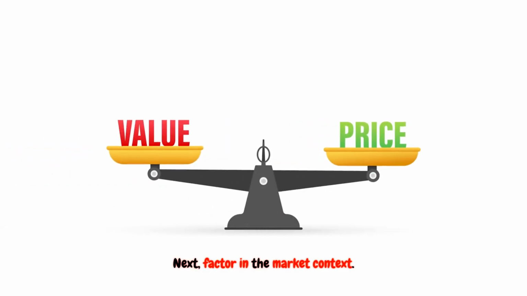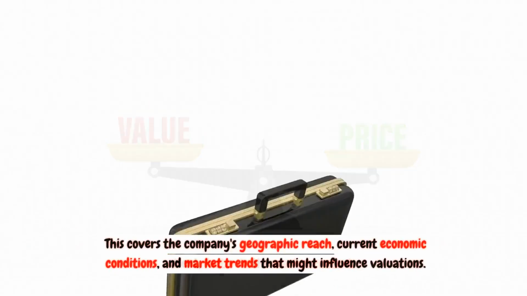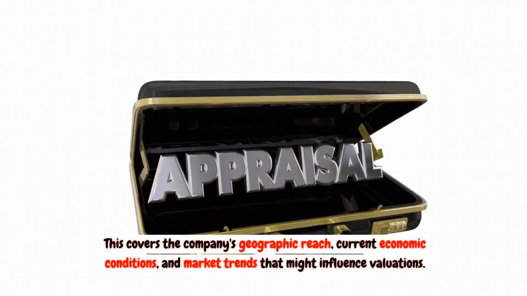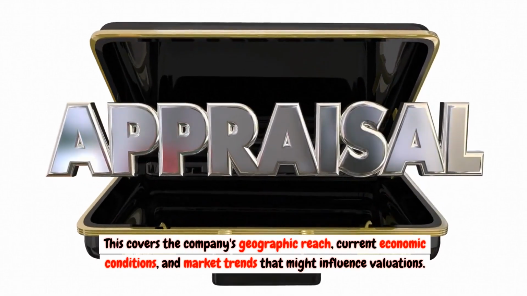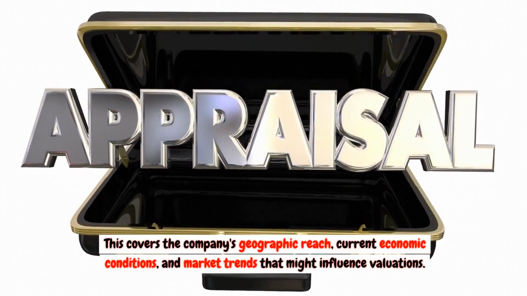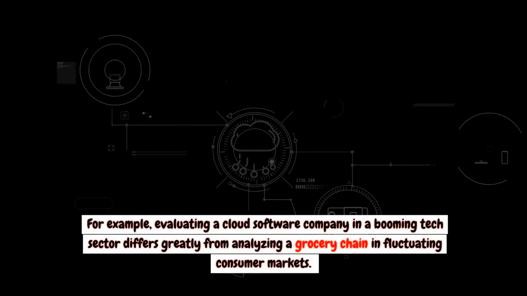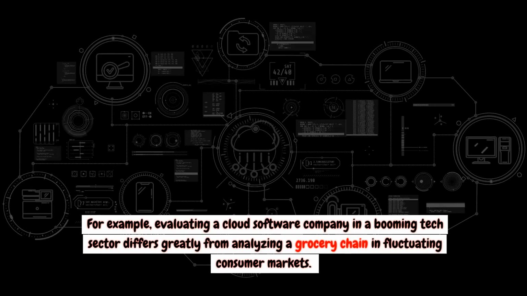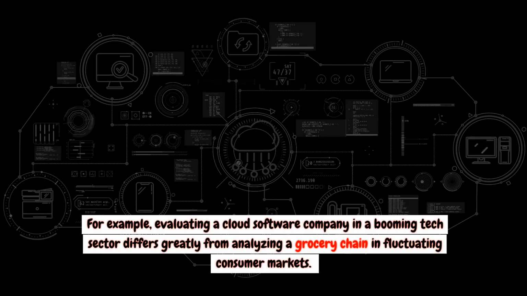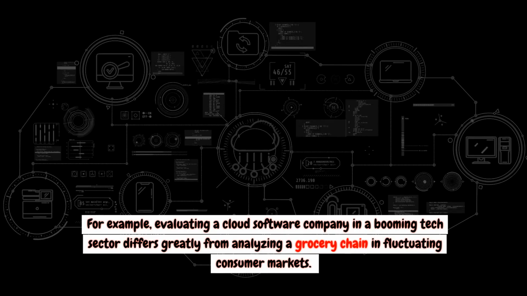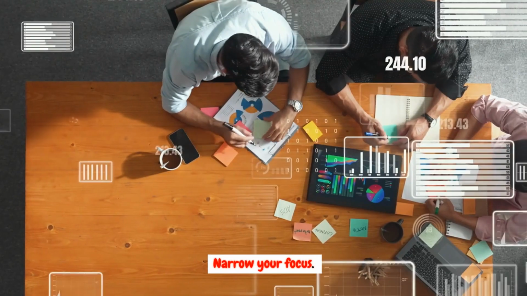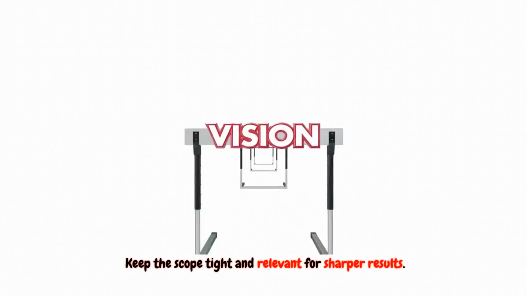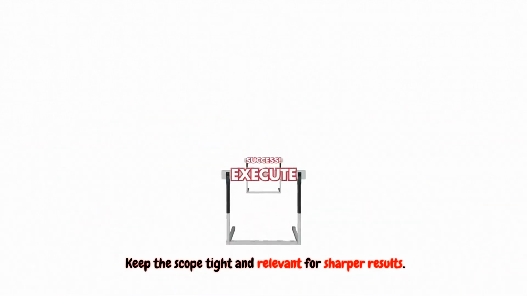Next, factor in the market context. This covers the company's geographic reach, current economic conditions, and market trends that might influence valuations. For example, evaluating a cloud software company in a booming tech sector differs greatly from analyzing a grocery chain in fluctuating consumer markets. The key? Narrow your focus. Keep the scope tight and relevant for sharper results.